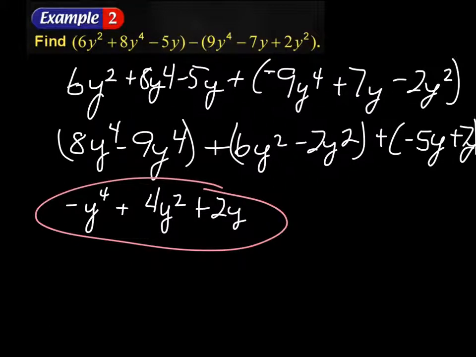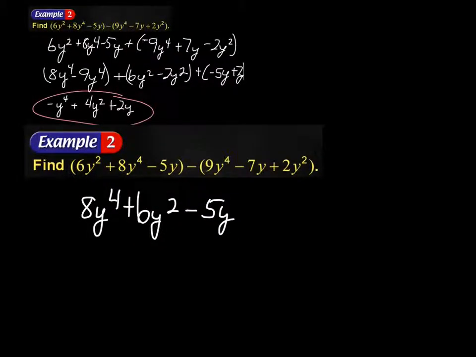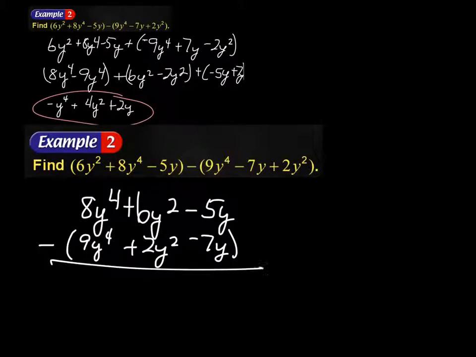Let's look at it vertically. So I went ahead and rearranged my first polynomial in descending order, biggest exponent first. And then I'm going to go minus. I'm just copying down my second polynomial in descending order, so it would be 9y to the fourth plus 2y squared minus 7y. So then when we subtract, 8 minus 9 is negative 1. 6 minus 2 is 4. And negative 5 minus negative 7: minus a negative, remember, is the same as a plus. And I got the same answer both times.